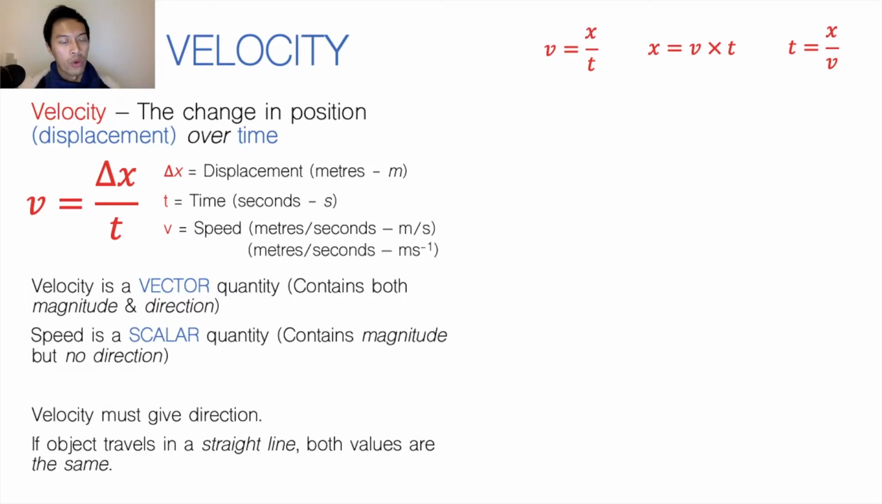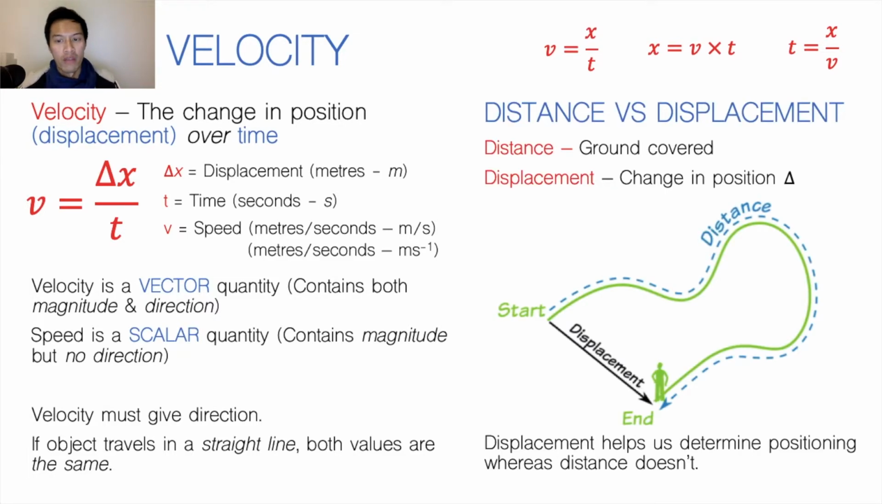Speed, on the other hand, is what we call a scalar quantity. In other words, it contains magnitude, but there's no direction. A car going at 60 kilometers per hour in speed would not have the direction listed. Of course, you can list the direction, but a scalar quantity doesn't normally give direction, whereas velocity must always give direction. If an object is traveling in a straight line, both values end up being the same. But where it gets different is if you have an object that is traveling not in a straight line and then you calculate its displacement.